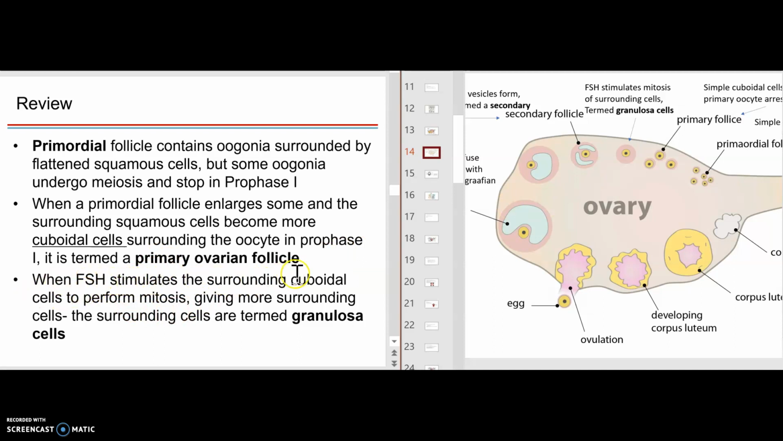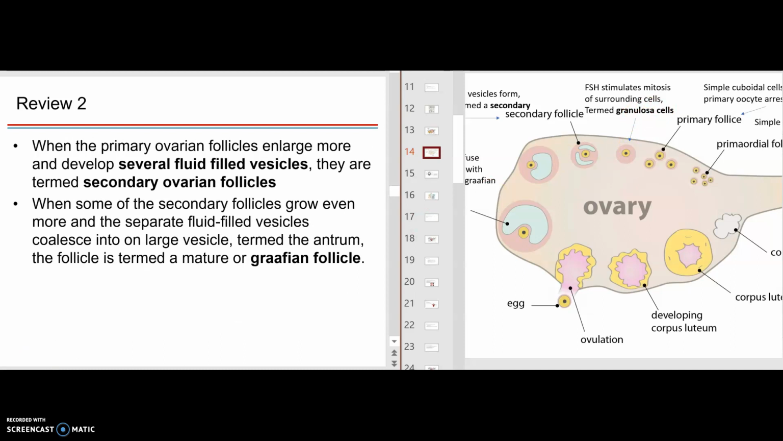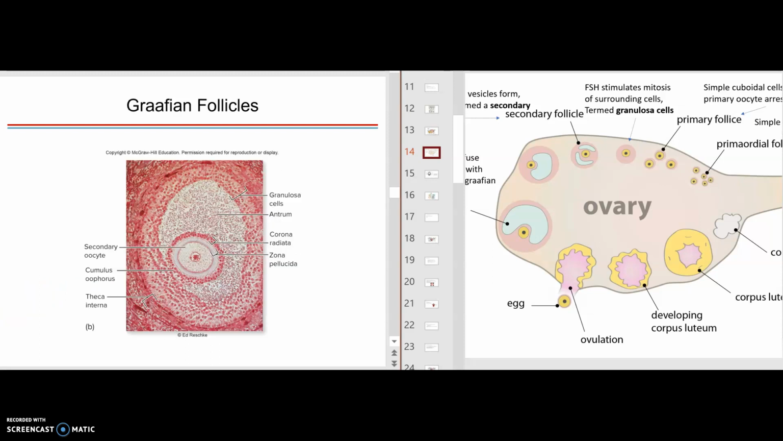When FSH stimulates the surrounding cuboidal cells to perform mitosis, giving more cells, a bunch of cuboidal cells, we call them granulosa cells. When the primary ovarian follicle enlarges more and develops several fluid-filled vesicles, they are termed the secondary follicle. And when some of these secondary follicles grow even more and form the antrum, that's called the Graafian follicle. So that's where we are. So here's a look at the Graafian follicle.